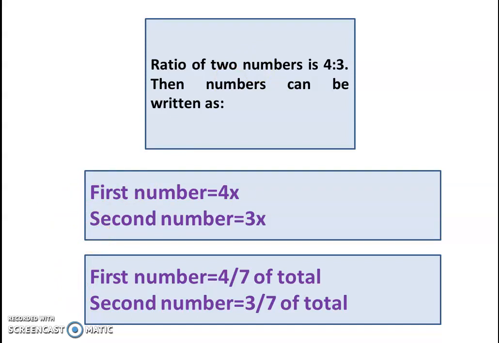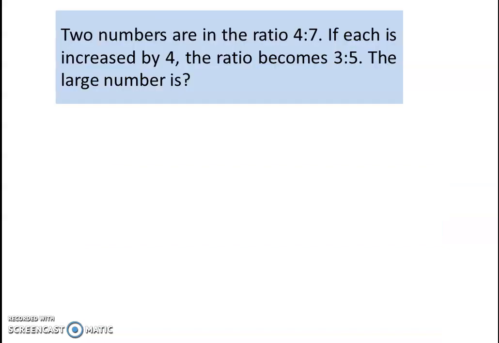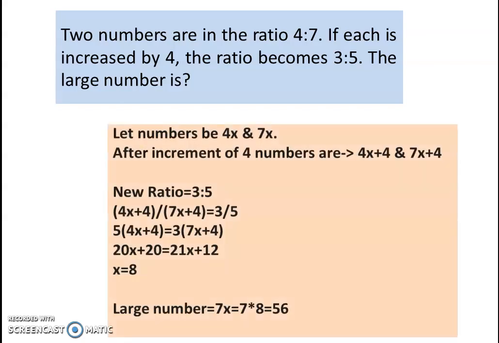Now let's solve some questions. The first question is: two numbers are in the ratio 4:7. If each is increased by 4, the ratio becomes 3:5. The larger number is, so in this case we need to calculate the larger number. Here the numbers are in the ratio 4:7, so we can write the first number as 4x and the second number as 7x.